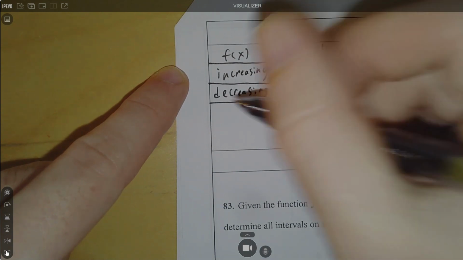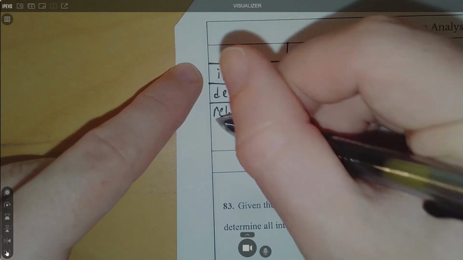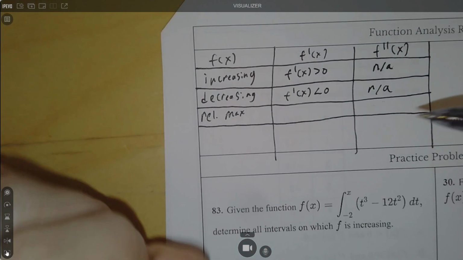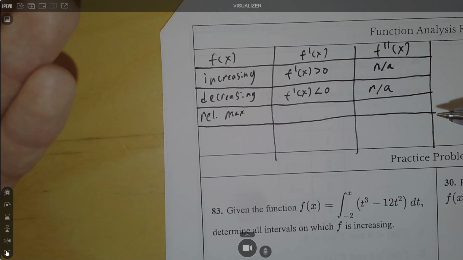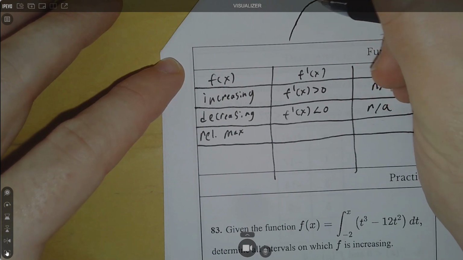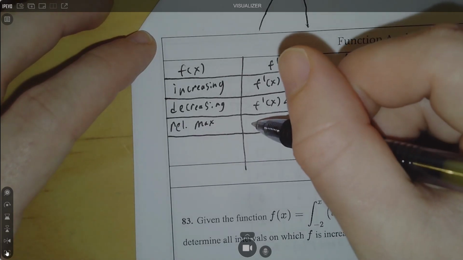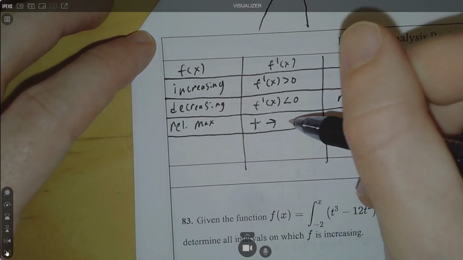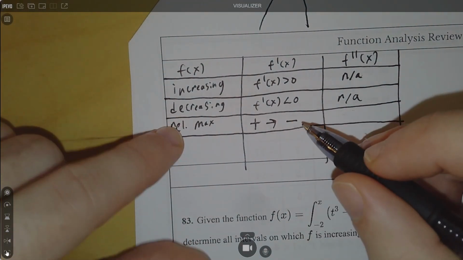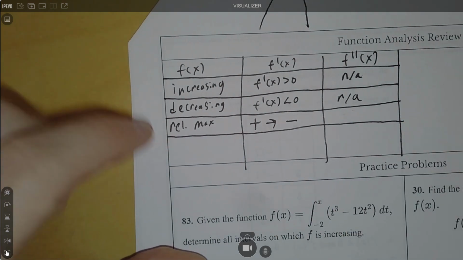If we have a relative maximum, what does that mean about the first derivative? What is it doing? It's changing from increasing to decreasing. That's a relative maxima, right? So that means the derivative must be changing from positive to negative. Remember, derivative is slope. So if I'm changing from positive to negative, I must have a relative maximum. I'm going from increasing to decreasing, positive slope to negative slope.